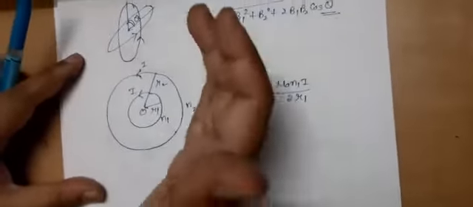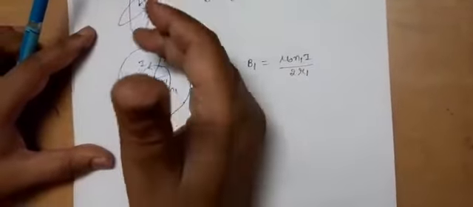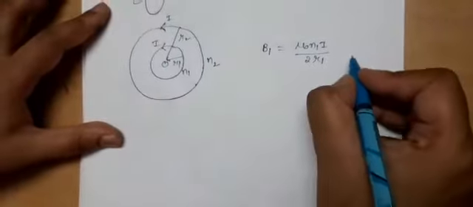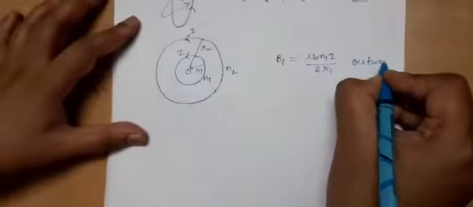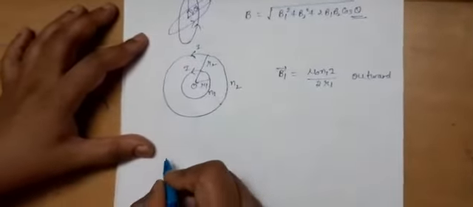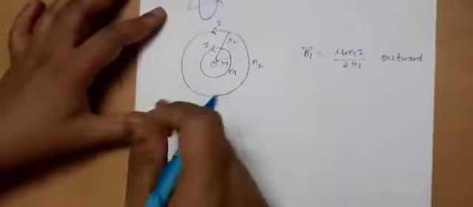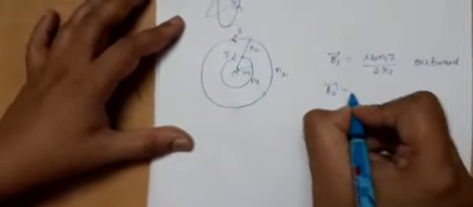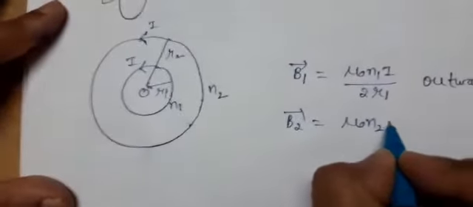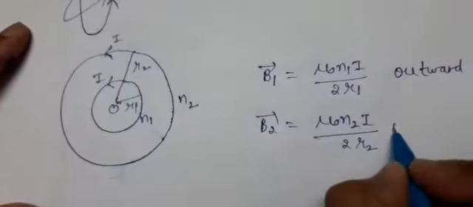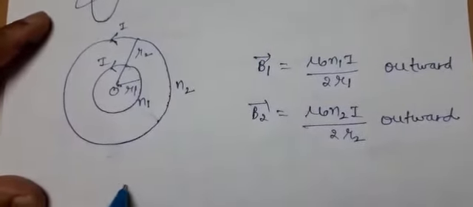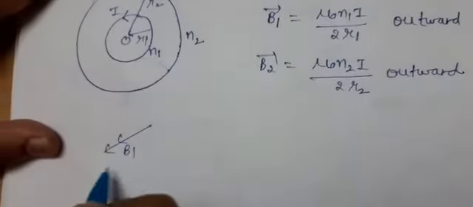Here you can see this current is in the anti-clockwise direction. So the thumb is pointing outward. For this inner loop, the magnetic field is directed upward or outward, both ways you can say. Similarly, for the second loop, as current is again in the same direction, the thumb is pointing upward. So you can take the magnetic field as mu naught n2 I upon 2r2. Obviously, you will take the direction to be outward or upward. So it means the magnetic fields are both pointing in the outward direction.